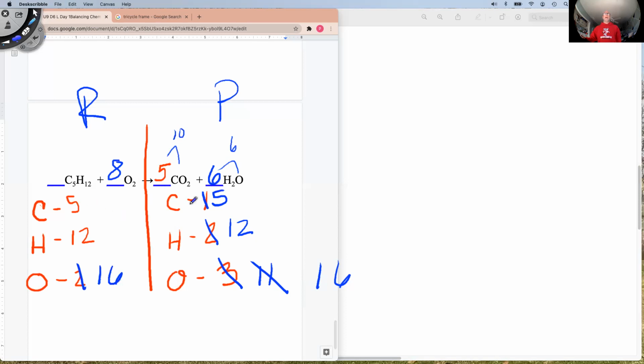So now we have 5 carbons and 5 carbons, 12 hydrogens and 12 hydrogens, 16 oxygens and 16 oxygens, and we're stoked. We're like, yes, we have a 1:8:5:6 ratio. This is our balanced chemical equation.